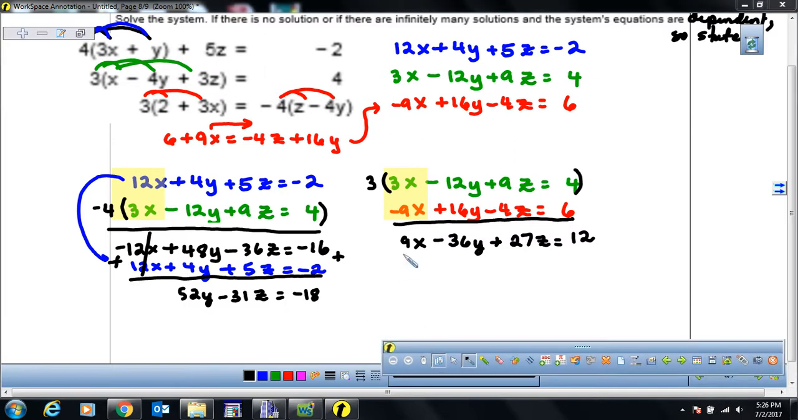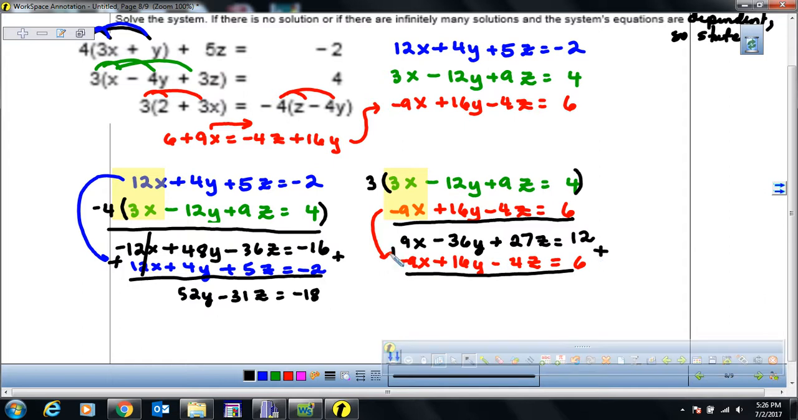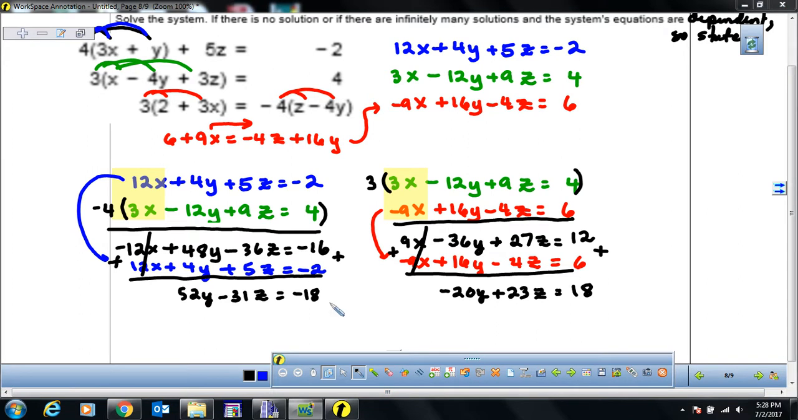Now for this one, we're going to add it to this equation, negative 9x plus 16y minus 4z equals 6. When we add them together, the x's are going to cancel out again. So we're going to end up with negative 20y, then plus 23z equals 18. So we got these two equations right here.